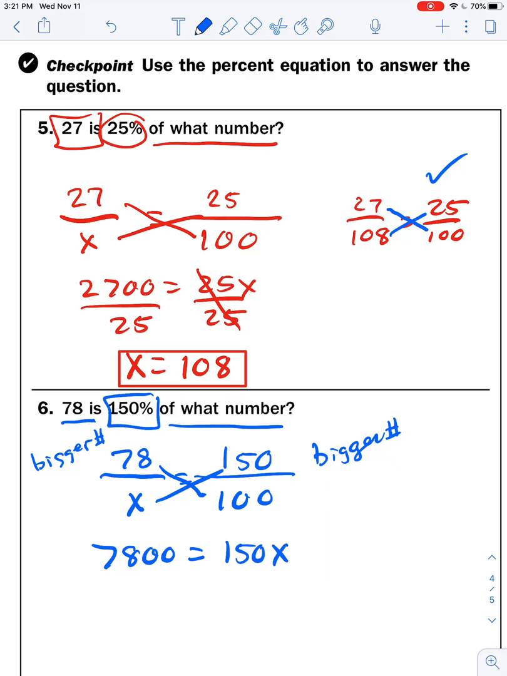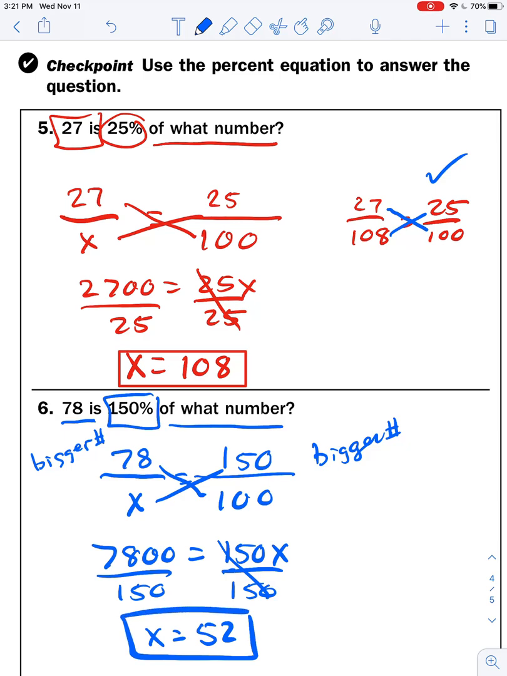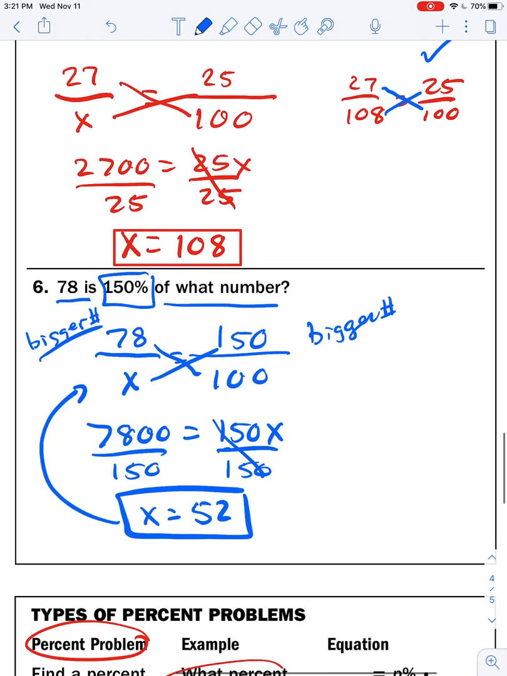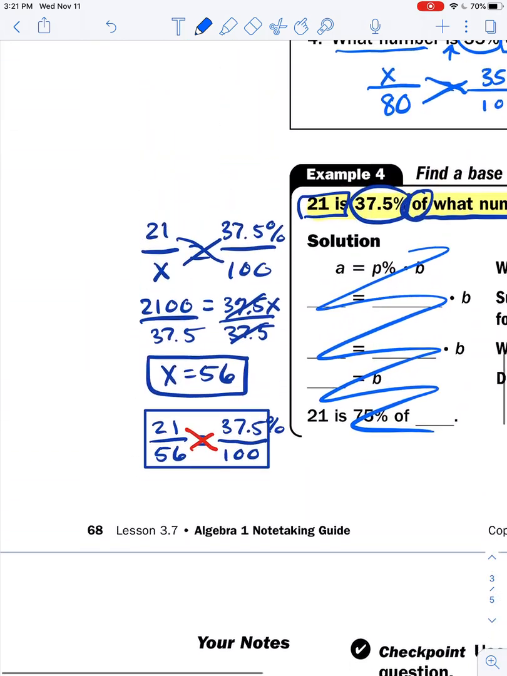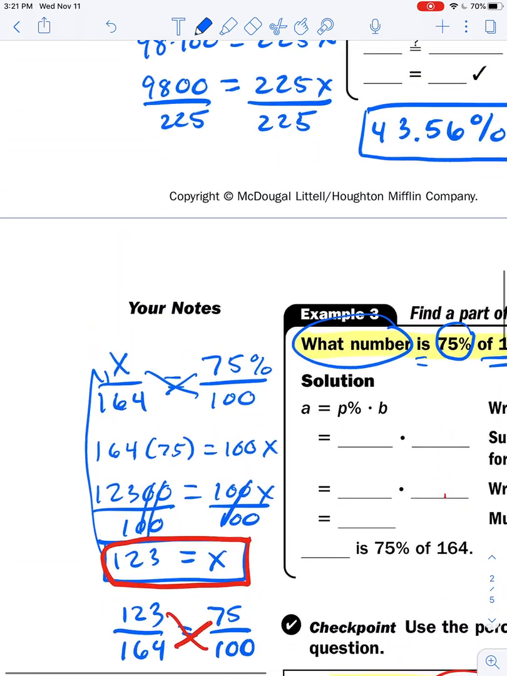I'm going to take 78 and multiply it by 100. I'm going to take 150 and multiply it by x. And then I'm going to divide by that number with x. So 7800 divided by 150, I'm getting the answer of 52. And so that makes me think I probably did it right because the top is the bigger number. So if you were doing a test and it was worth 52 points and you got a 78, you got a whole bunch of extra credit. And so now you're at 150%. Wouldn't that be nice?